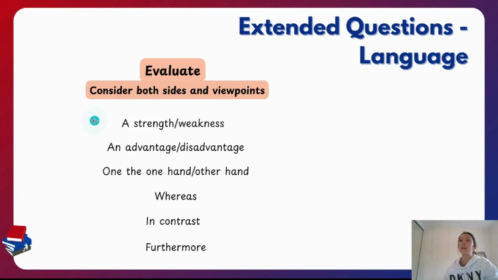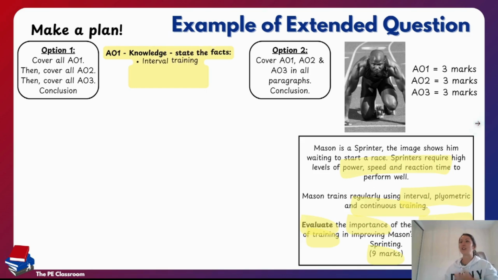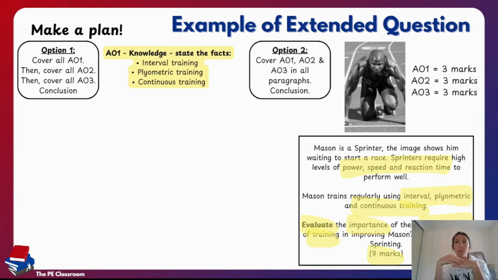So going by the question, the AO1 point is you need to apply your knowledge, so state some facts. And because in this question we already highlighted what we need to talk about, you know that your 3 AO1 points, so your 3 facts, are about interval training, plyometric training and continuous training. So straight away you know that that's what you need to write about. So I'd be giving a definition of it, stating what it is basically.